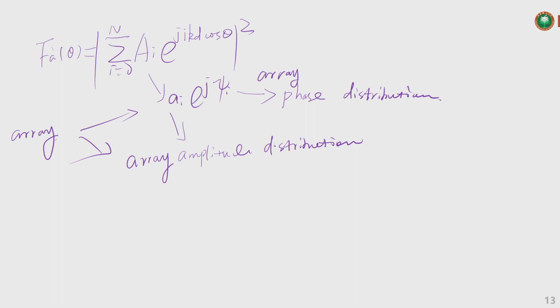So the amplitude distribution tries to control the imaginary part. This is related to the radiation pattern. And this part is used to steer the beam direction.